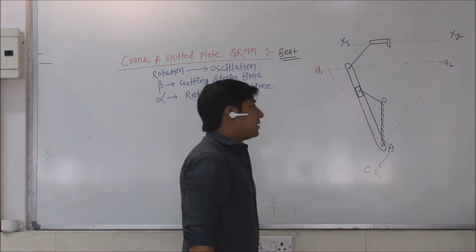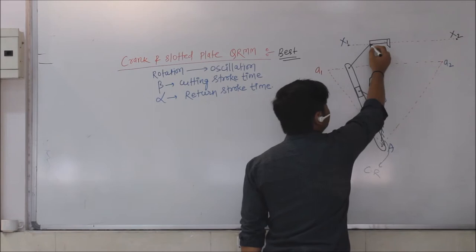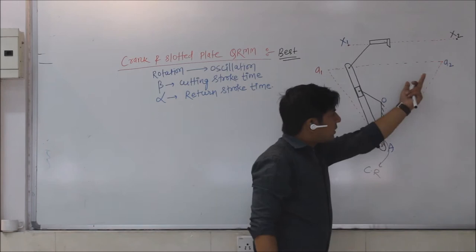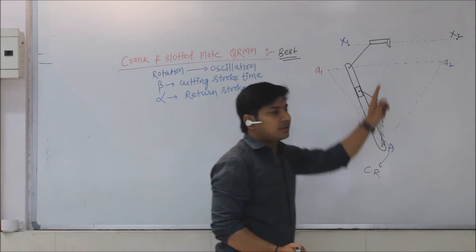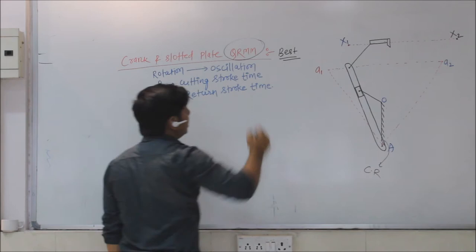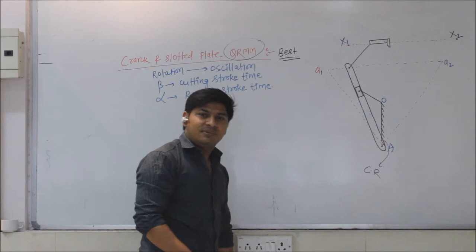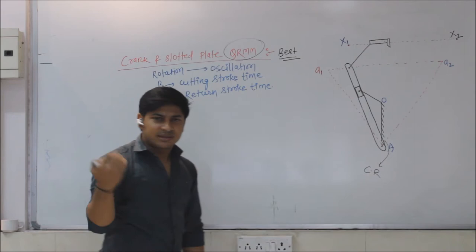This slotted plate is connected to the tool here. This is the cutting stroke, and then the return stroke will come just after the cutting stroke. So why did we make this QRMM? In the quick return, we have to return the tool very quickly so that time will be saved and can be utilized to increase productivity, as I already told you in the previous class.